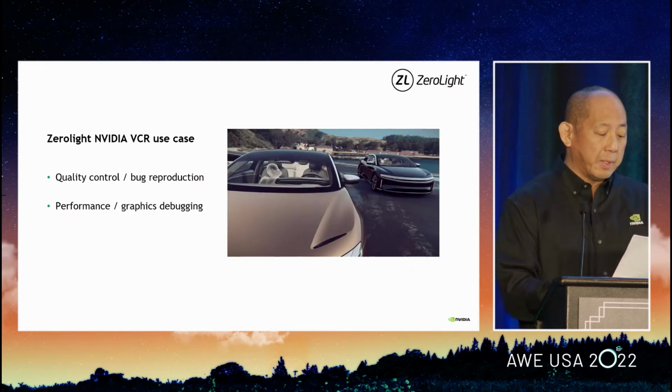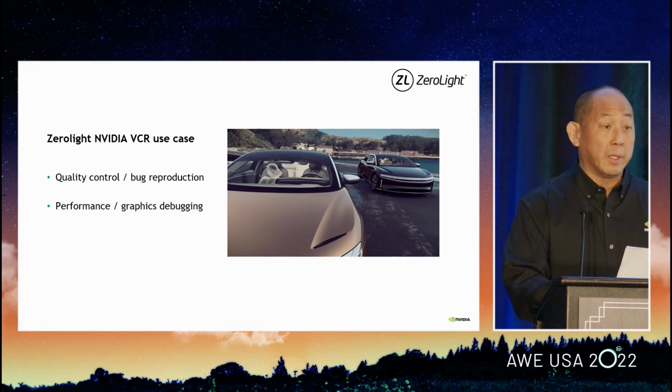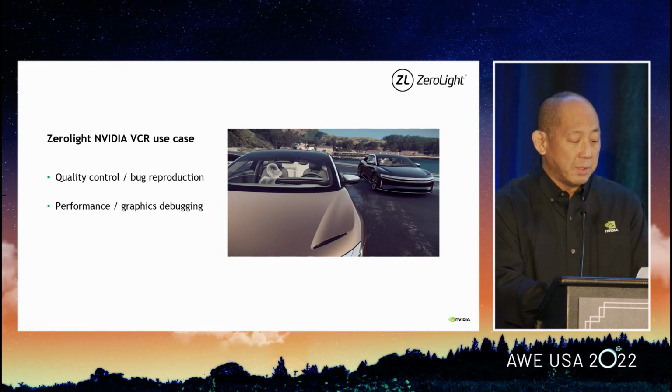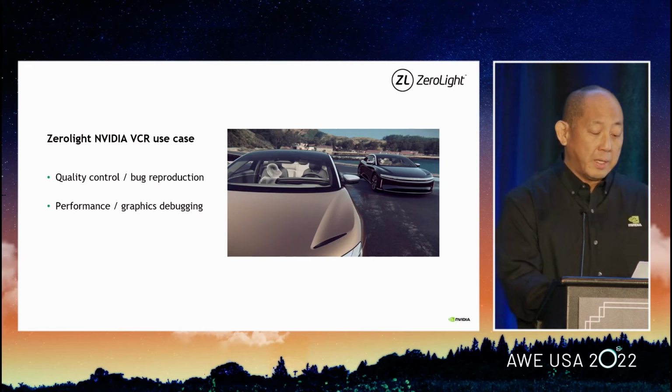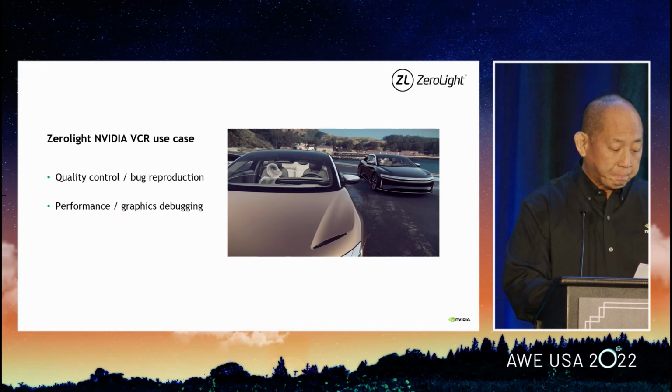I wanted to go over some, like I mentioned, use cases. One of the things that Zero Light used VCR for was really to optimize their VR development in two areas. One area was quality control and bug reproduction. Their QA team used VCR to capture sessions, and using the segmentation you just saw, were able to create highlight tapes that were attached to bug reports. The developers could then replay their recorded VCR segments and understand exactly what the tester was seeing.